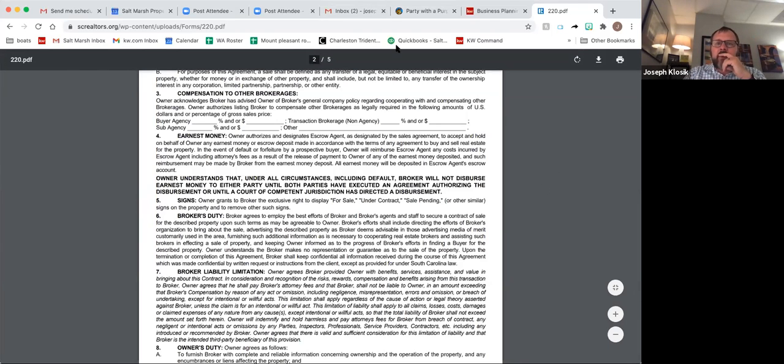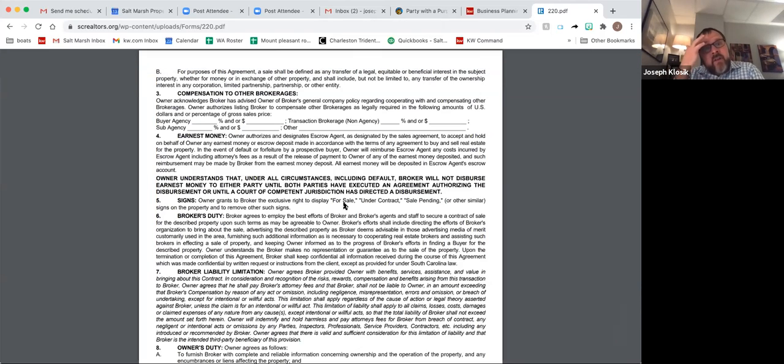All right, compensation to other brokers. This is the fun part. This is where you get to offer the co-op an incentive to come sell your house. We do offer to buyer's agency and transaction brokerages, but not sub-agency. Quite honestly, sub-agency is irrelevant on here, but we don't offer it because if they don't have an agency relationship, they're automatically in a transaction brokerage relationship, or non-agency.